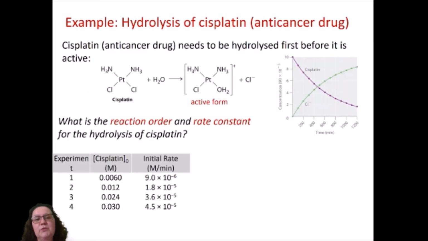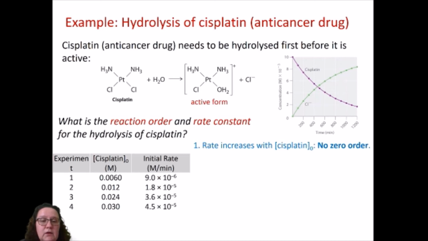So I hope you have stopped the video and had a go at the exercise. The first thing I can see straight away is that the reaction is not zero order, because we can see clearly, both in the graph, where the concentration of cisplatin changes with time, or here, where we have different experiments and different reaction rates, that the initial concentration of cisplatin is affecting the reaction rate. So it cannot be zero order because it is dependent on the cisplatin in some shape or form.